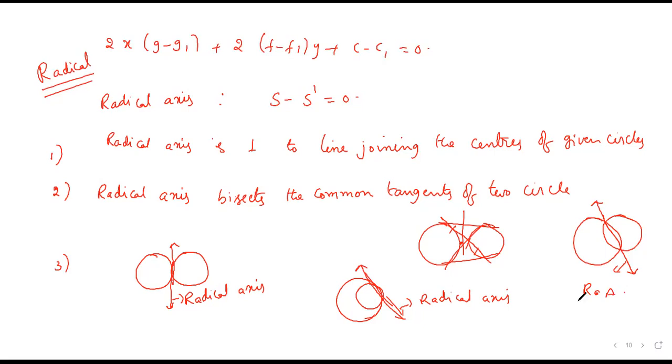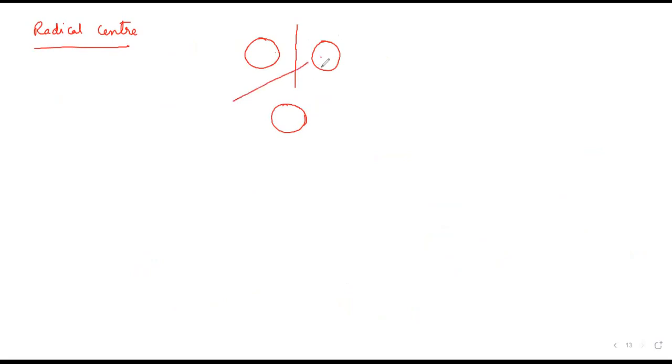Next, radical center. Suppose you take three circles. For these two circles this is the radical axis, for these two circles this is the radical axis, and similarly for these two circles the radical axis is this one. The radical axes of three circles S1 equals 0, S2 equals 0 and S3 equals 0 meet at a single point. That point is called the radical center.